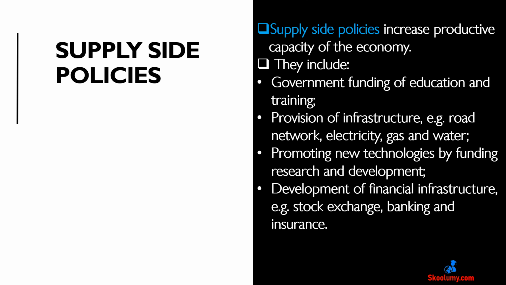Infrastructural facilities like roads would aid productive activities. Research and development helps create new products or better ways of producing. Businesses can fund production and expansion through financial infrastructure like stock exchange and banking.